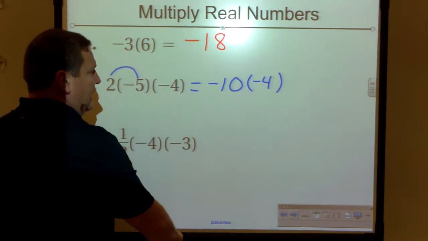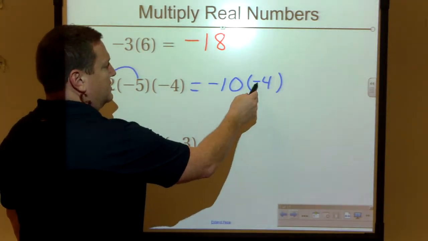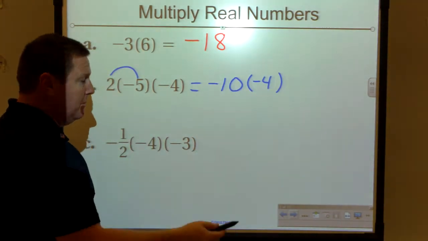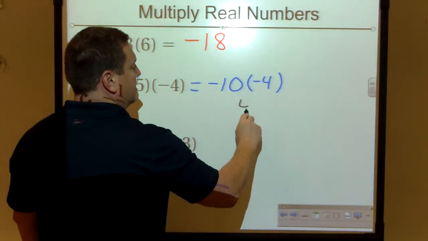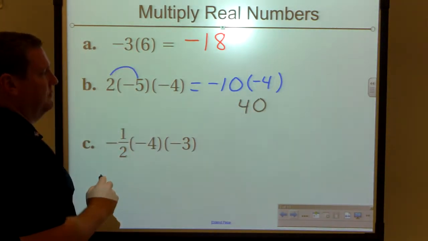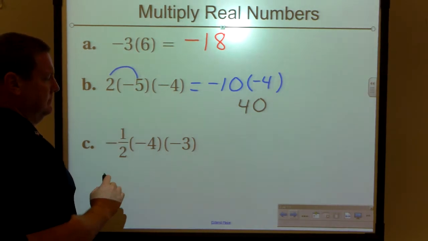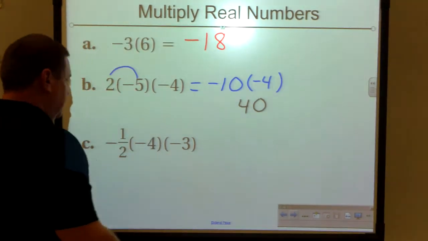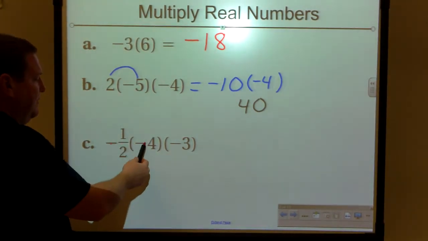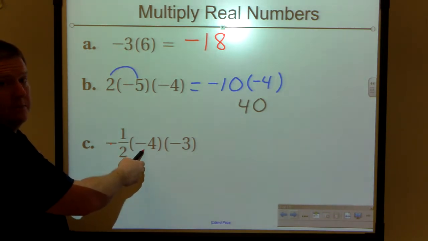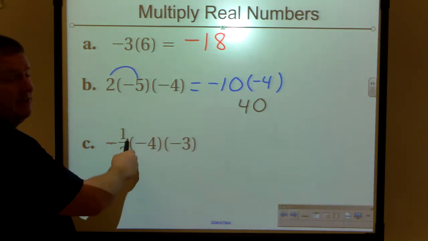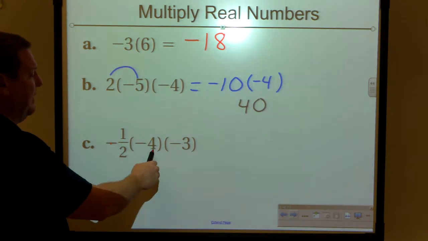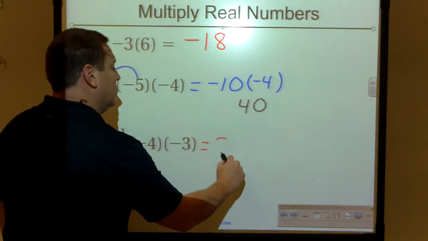And now I have a negative times a negative, which is the same sign, and that rule says it will be a positive, but 4 times 10 is going to be 40, so we end up with a positive 40 for that answer. Same thing down here, we're going to have a negative half times a negative 4. The signs are the same, or negative times a negative will give you a positive. Half times 4 is going to be 2.